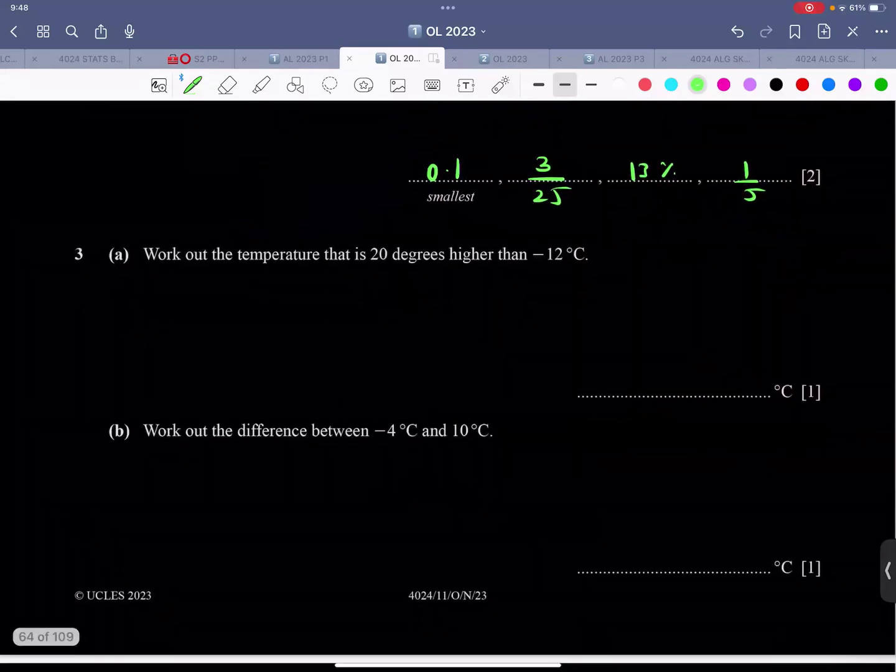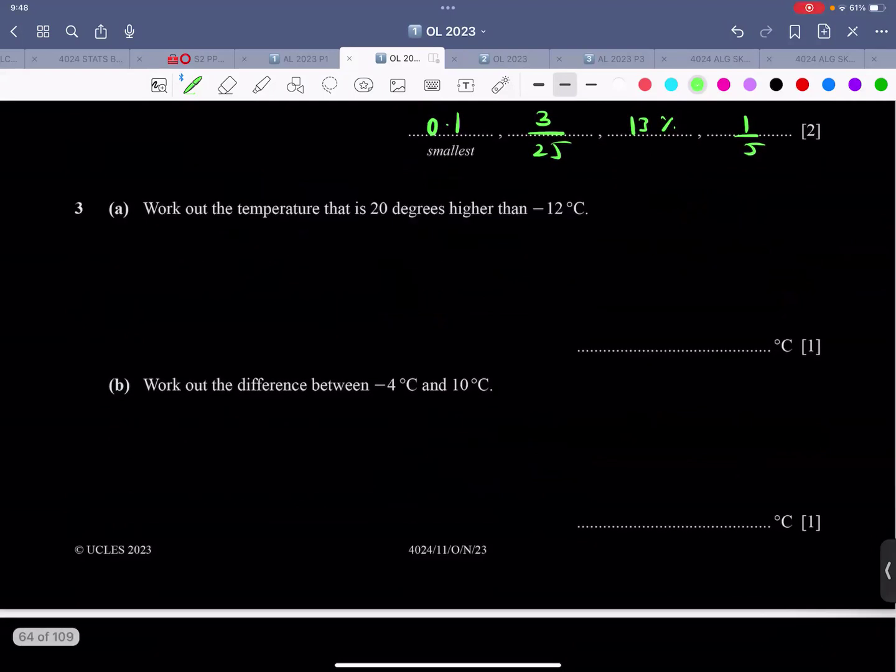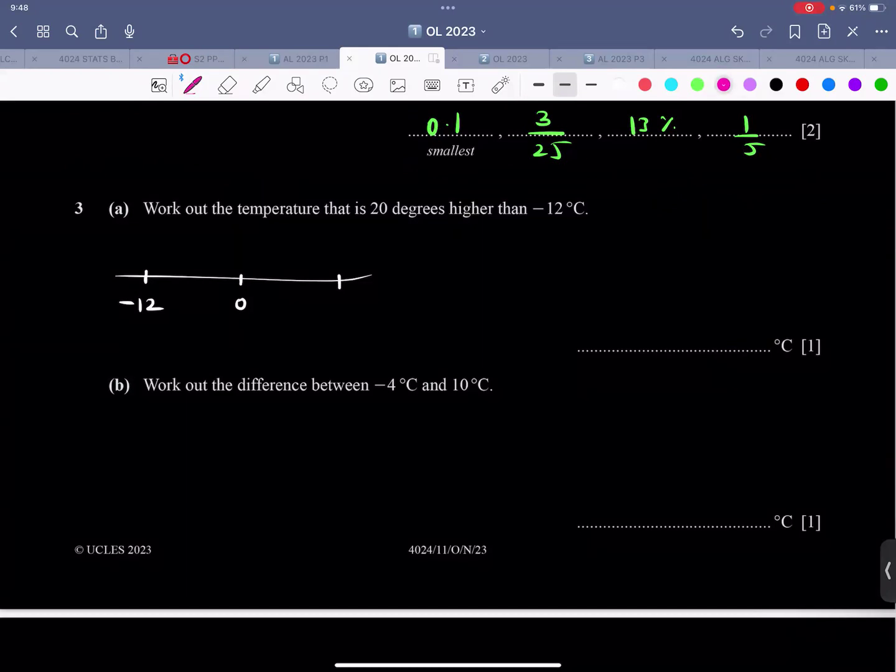Question number 3A is about temperature difference or height difference. Work out the temperature that is 20 degrees higher than -12. So this is -12. Somewhere here is 0. Somewhere here is the next number. Basically, I'm adding 20 degrees. So let me first add 12. That will make me reach 0. Then 8 is left. So the answer is 8 degrees Celsius.